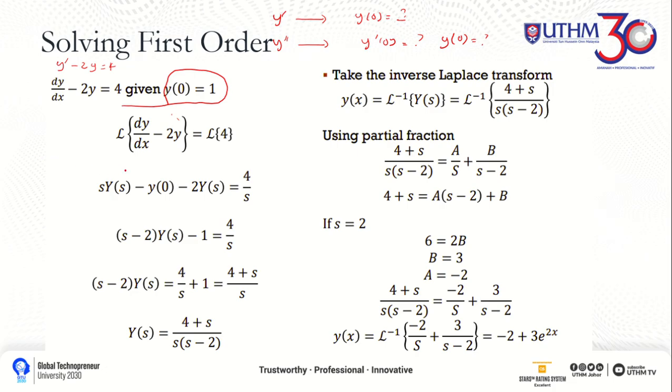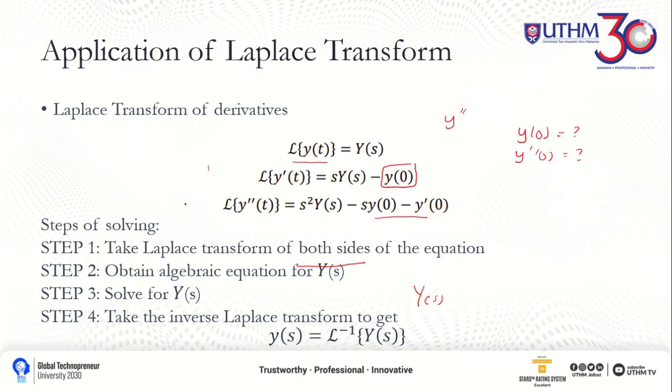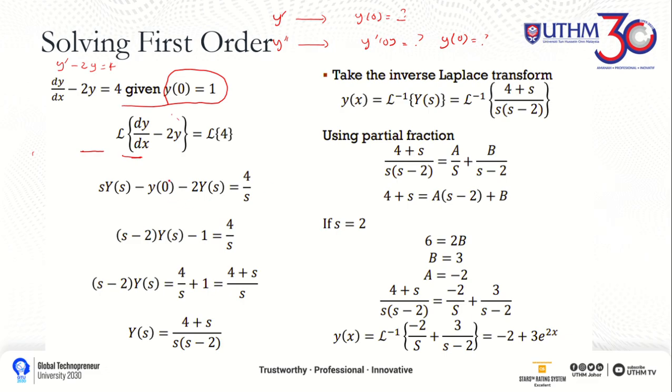Earlier on the first slide you can see here, if we do the Laplace transform for y prime, you need to change it to sY(s) minus y(0). So this one is for the Laplace transform of the first derivative. So here you get sY(s) minus y(0), which is our Laplace transform for the first derivative.